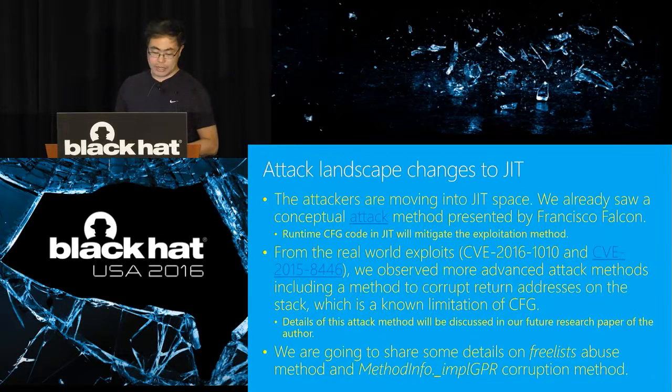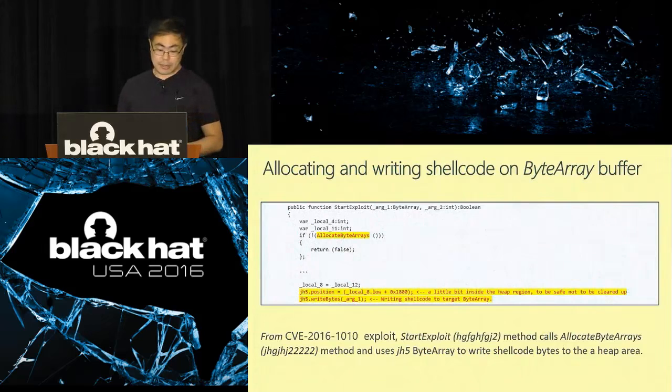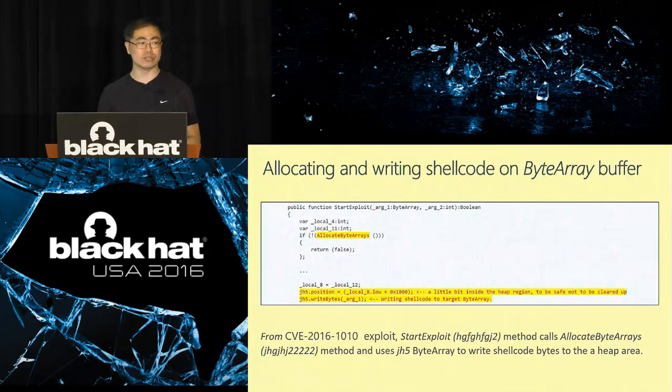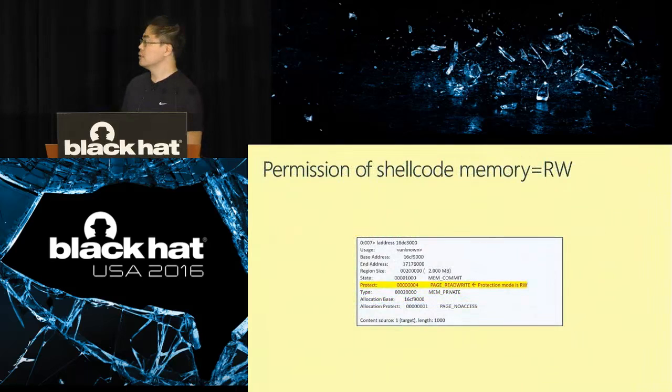But today we are going to share some details on some other very interesting techniques we observed, like the free list abuse method, and the other one, the method input GPR corruption method. As we talked about, the byte array can be abused to read or write to some specific location, and you can acquire the actual address out of it. For example, CVE-2016-1010 calls an allocate byte arrays function to allocate two buffers.